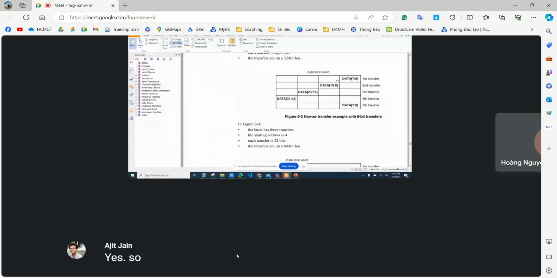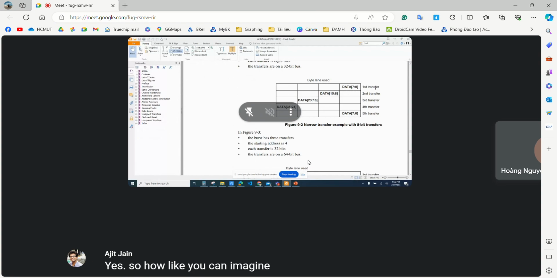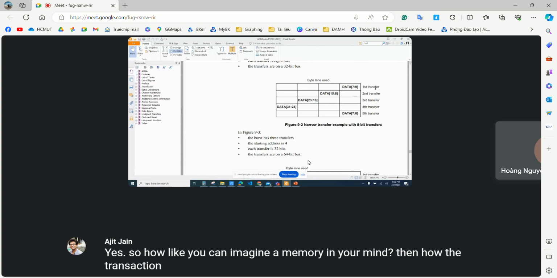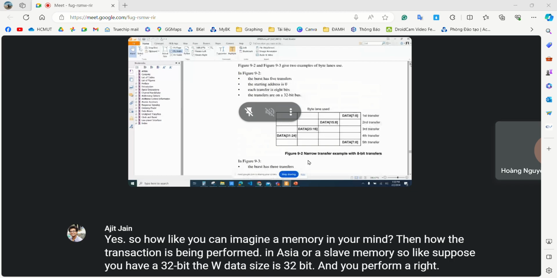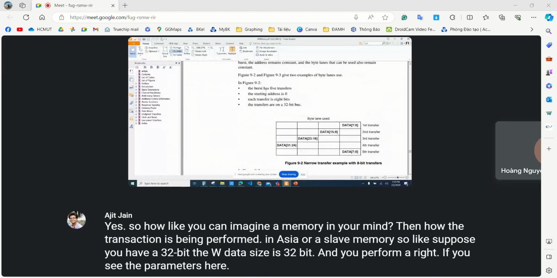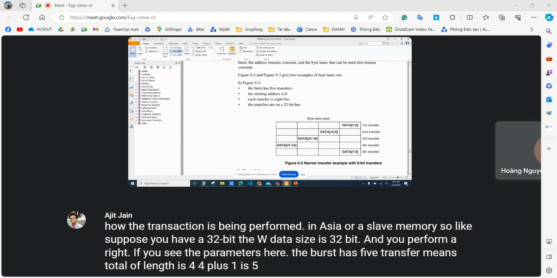So, you can imagine a memory in your mind, how the transaction is being performed in AXI on a slave memory. Suppose the W data size is 32-bit and you perform a write. If you see the parameters here, the burst has 5 transfers, meaning the length is 4, and 4 plus 1 is 5.